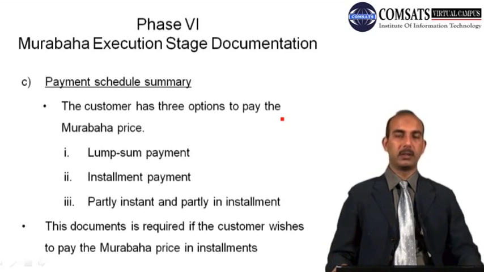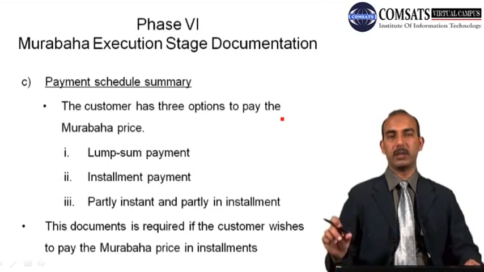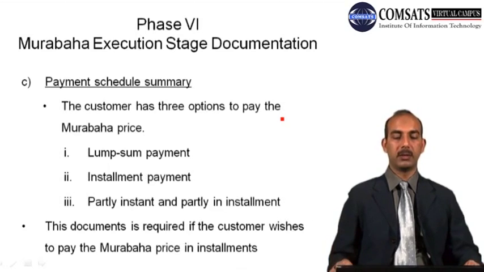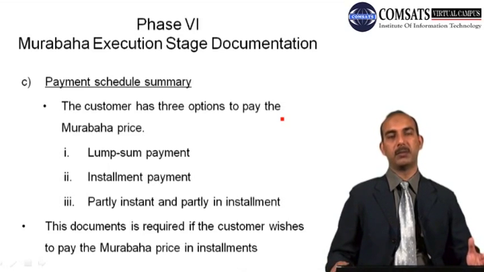And at the third place, the payment schedule summary, the documentation when the Murabaha will be executed. Then at that stage, the customer has three options to pay the Murabaha price: the lump sum payment, installment payment, or partly instant and partly in installment. So any agreed mode of payment will be mentioned in the agreement. And this document is required if the customer wishes to pay the Murabaha price in installments.